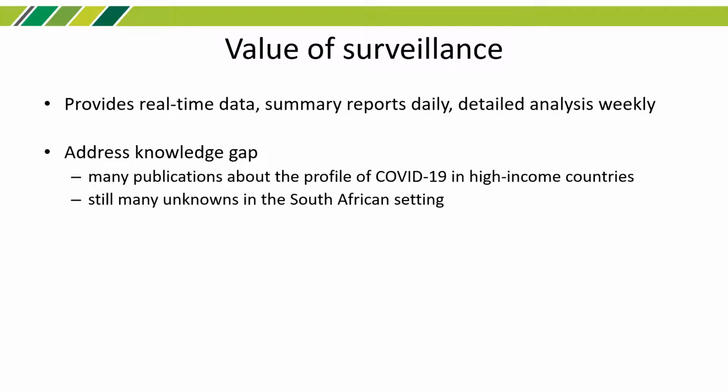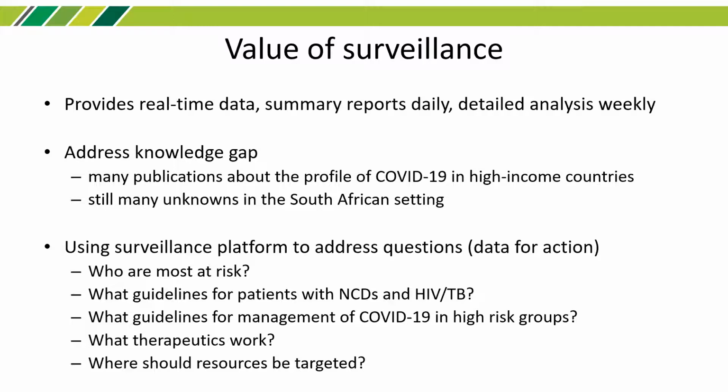And I think this data addresses a knowledge gap. There are lots of publications about COVID in high-income countries, but there are still many unknowns in the South African setting. And I think the surveillance is useful to answer questions in terms of using data for action. So who is most at risk? What should we do with patients who have non-communicable diseases and HIV and TB because they are at high risk for death? What guidelines should we have for managing COVID in high-risk groups like healthcare workers? What interventions and medications have been working, and where should our resources be targeted?